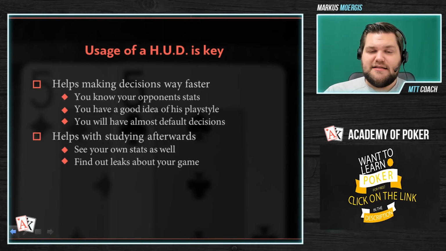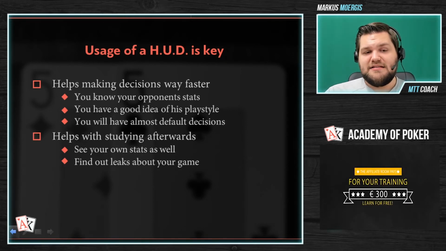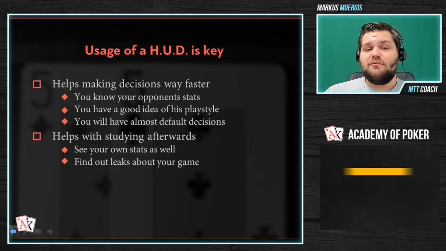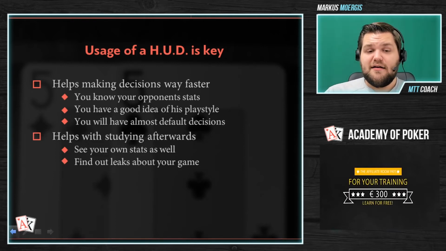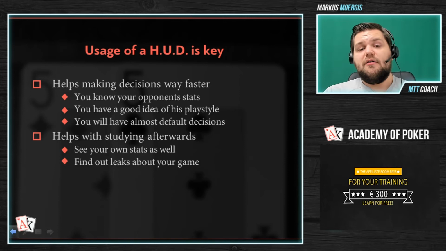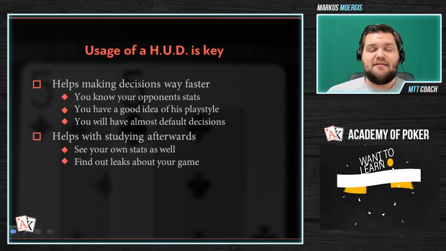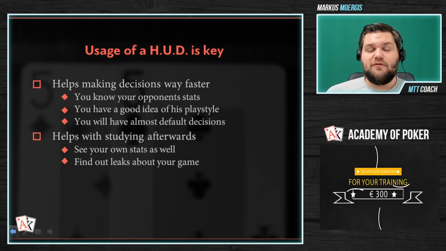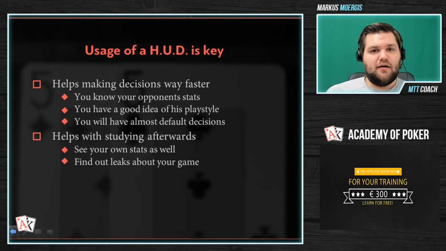Next thing up is the usage of your HUD, your heads up display. That's key. And if you can't really work with it, you really need to start working with it. Because, again, as with all the other things, it helps you to make decisions way faster. According to the stats, you will know what your opponent does, because the stats show if he's aggressive, if he's passive, if he likes to call a lot, or if he opts to fold more often, especially pre-flop, or if he folds to turn bets a lot or something like that.